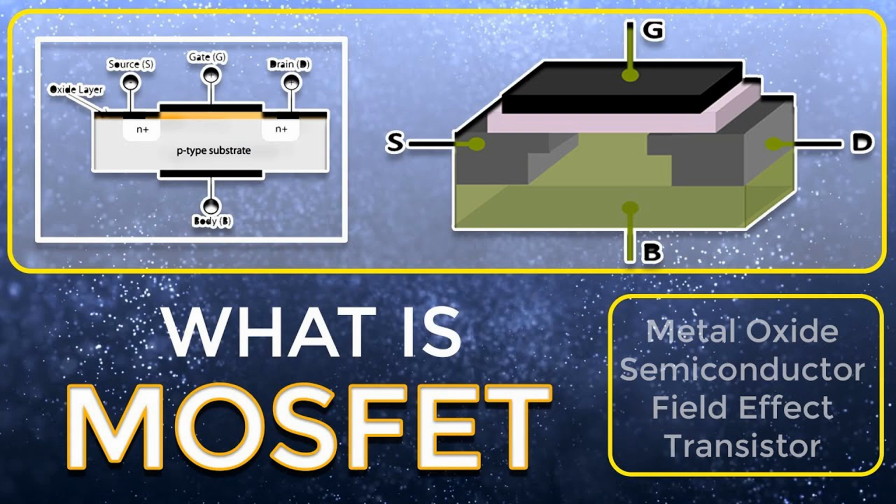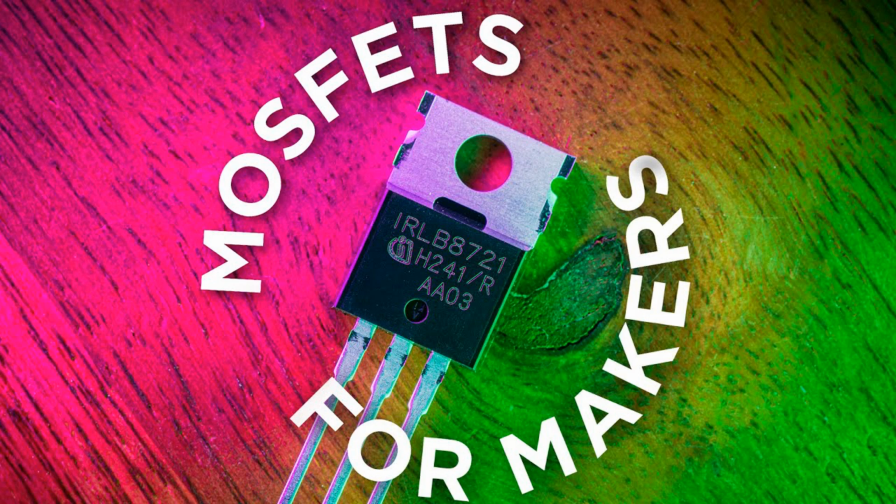MOSFETs are used in DC-DC converters to efficiently step up or step down voltage levels. Their fast switching capabilities are essential for high-frequency operation, reducing the size of inductors and capacitors needed in the circuit. Motor control. In motor controllers, MOSFETs switch the current through the motor windings, enabling precise speed and torque control. This is common in applications such as electric vehicles, robotics, and industrial automation.